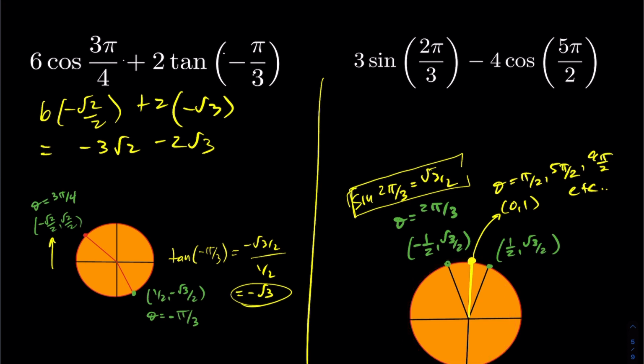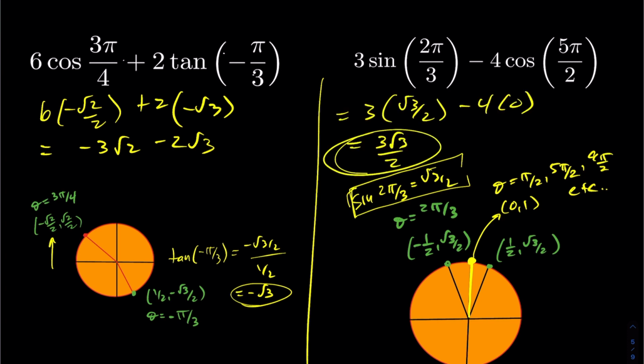With this one, I'm looking for the cos, in which case that's going to be 0. So we get the following. We end up getting 3 root 3 over 2.